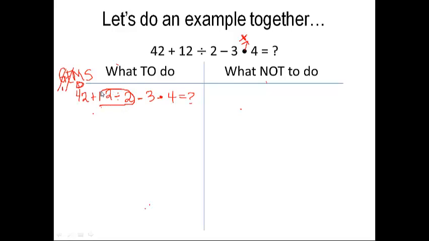You can circle or underline whatever your first step is, but this is my very first step, even though it's in the middle of the problem. So 12 divided by 2 is 6. You're going to put that 6 right underneath the equation. It does not go in the front, okay? And then just copy the rest of the sentence around it exactly how it was: 42, the addition sign, subtraction, and then multiplied by 4.